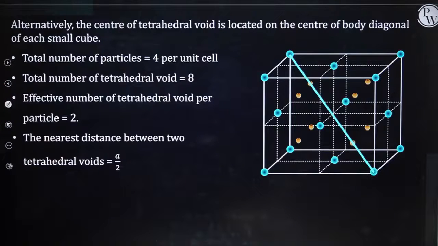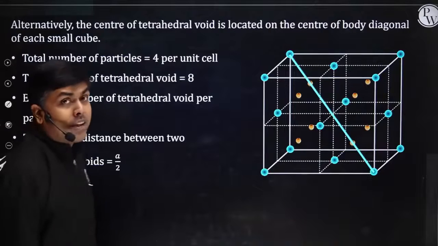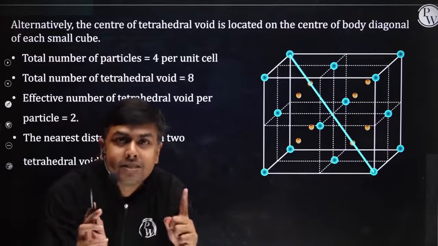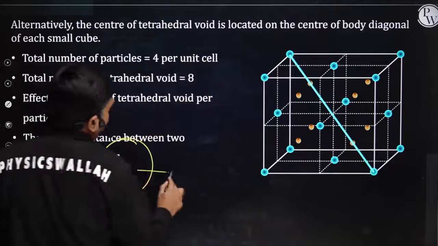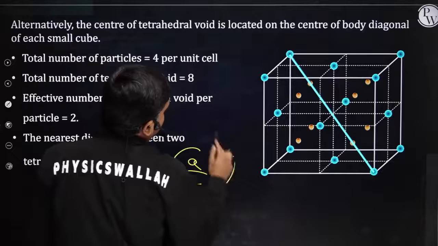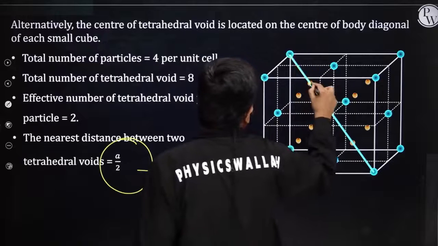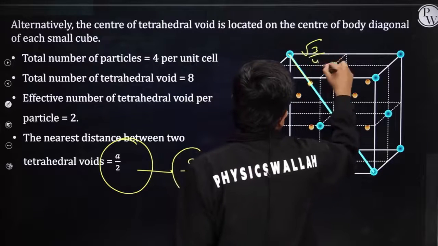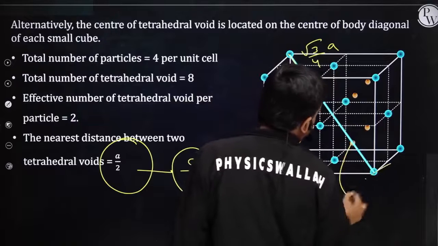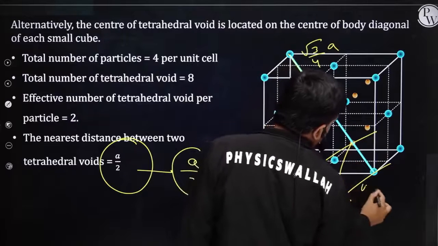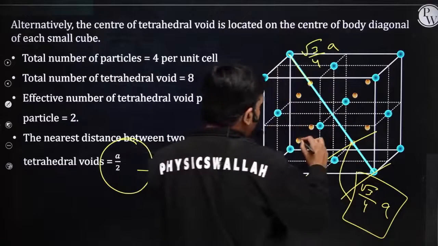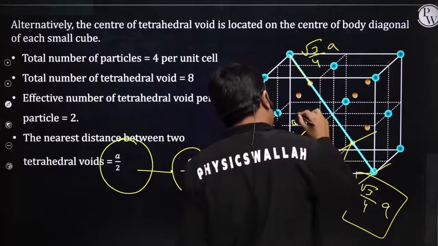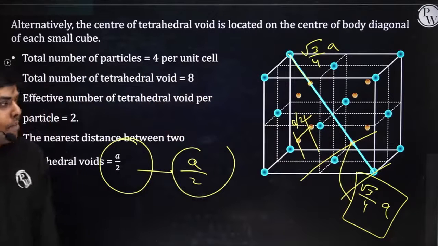All these things we have studied, right? Okay, student, one more thing. If I talk about the nearest distance between the 2 tetrahedral voids, this one is also important. The TV is at a distance of root 3 by 4a from each corner, and the nearest distance between these 2 TV is nothing but a by 2. Am I clear?